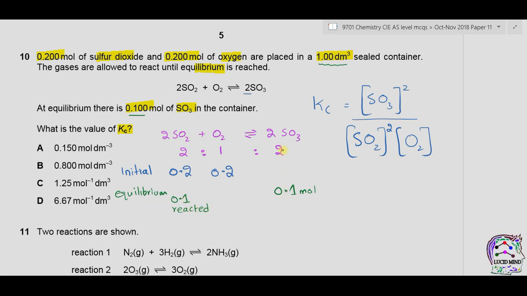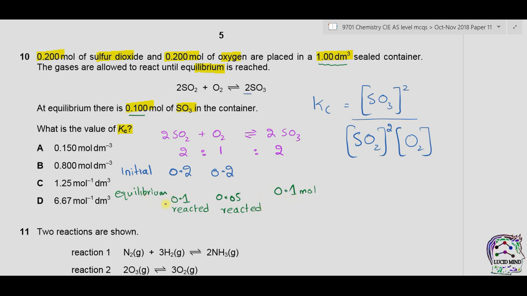Similarly, for the ratio between SO3 and oxygen, we can see that 1 mole of oxygen makes 2 moles of SO3. So 0.1 mole of SO3 will be formed from half moles of oxygen. So it means 0.05 moles of oxygen has reacted to form this product.